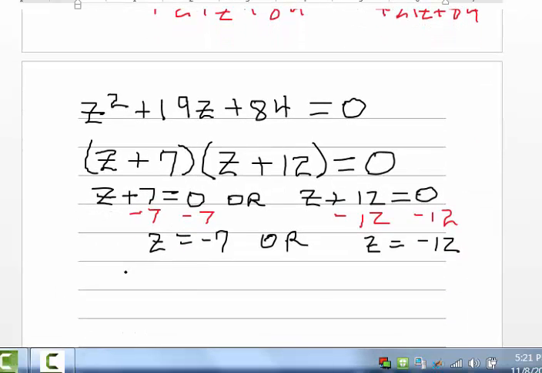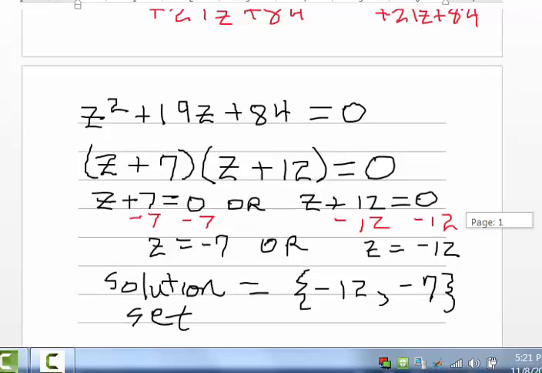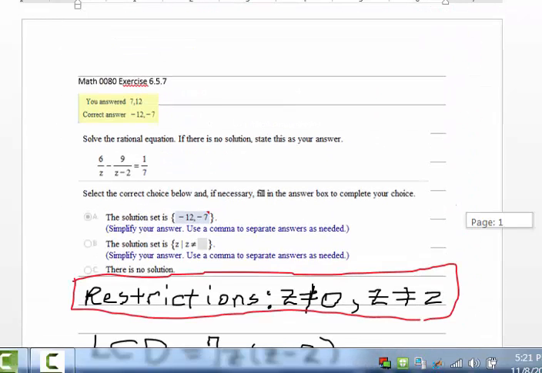Neither one of these is on our restriction list, which contains z equals 0. z could not equal 0, and z cannot equal 2. So neither of these is 2 nor 0, so we can accept them both, and this is our solution set, the set containing negative 12 and negative 7.